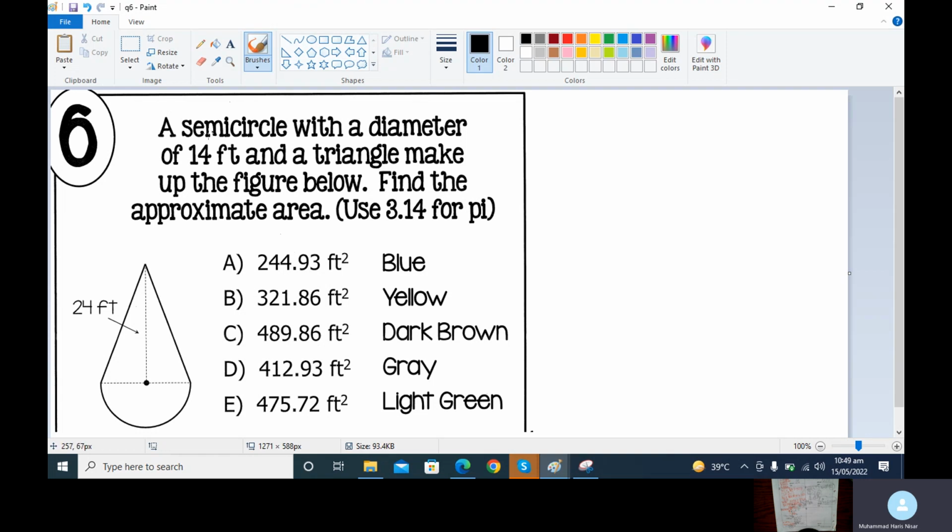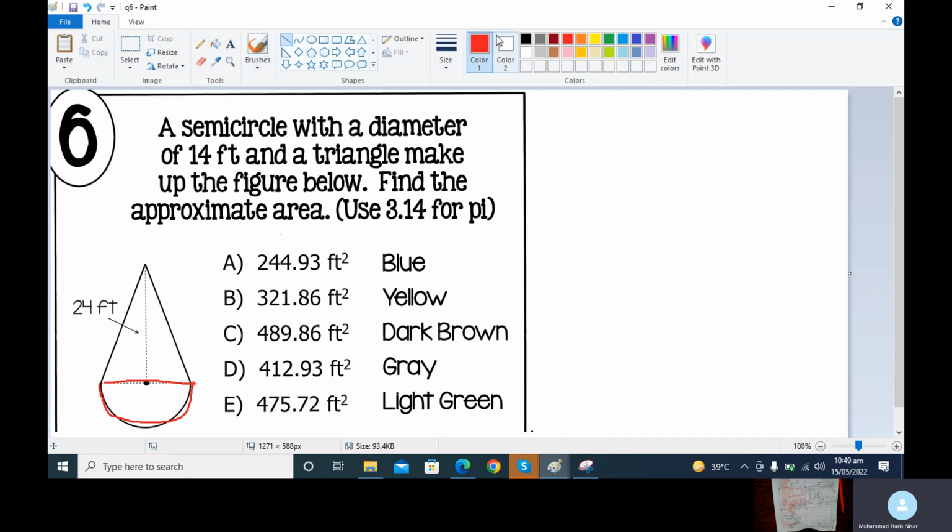A semicircle with a diameter of 14 feet and a triangle make up the figure below. So there is a semicircle and a triangle making up the figure. Find the approximate area. Use 3.14 for pi. Clear? Yes. You can see that there is a semicircle here. This is a semicircle, isn't it? And the diameter of the semicircle is this one.